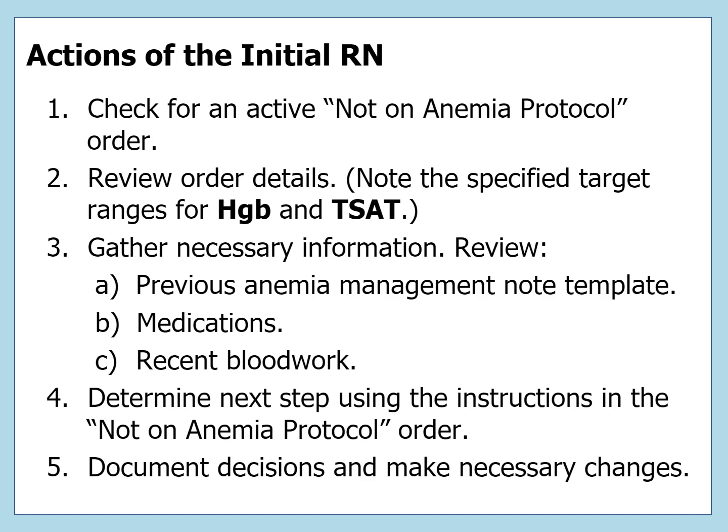You must then review the order details, making sure to note the specified target ranges for hemoglobin and TSAT. Then you must gather the necessary information, which includes reviewing the patient's previous anemia management note template to understand what happened last time, reviewing their medications, and the recent blood work. Next, you'll use the instructions that were laid out in the Not on Anemia protocol order to determine your next steps. And finally, you will document these decisions in Renal Insight and make the necessary changes.